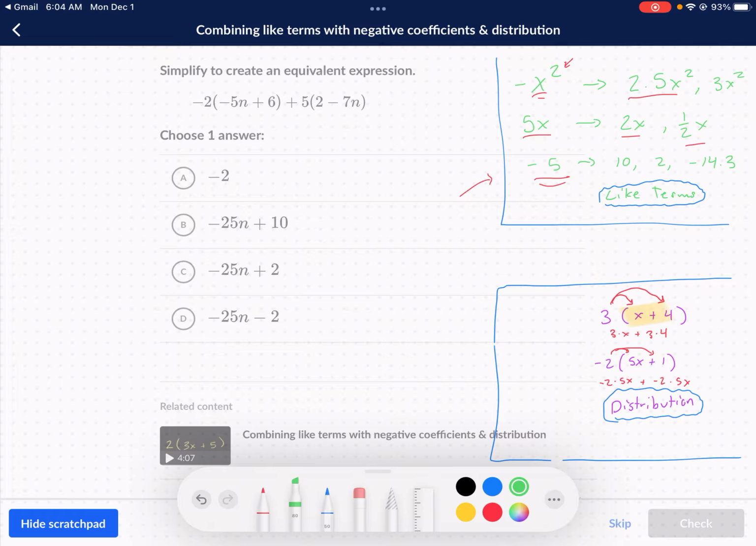So how does that work? Well, I'm going to multiply the 3 times the x and then the 3 times the 4. What does that give me? Well, that gives me 3x and then plus 12. So that's how you would handle that distribution problem. Let's look at the next one.